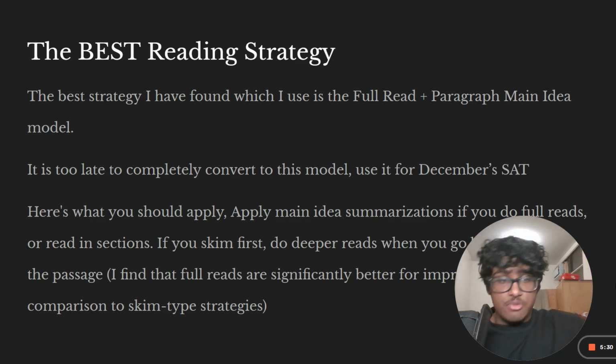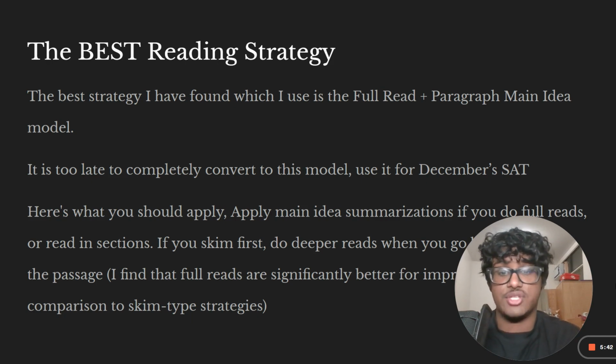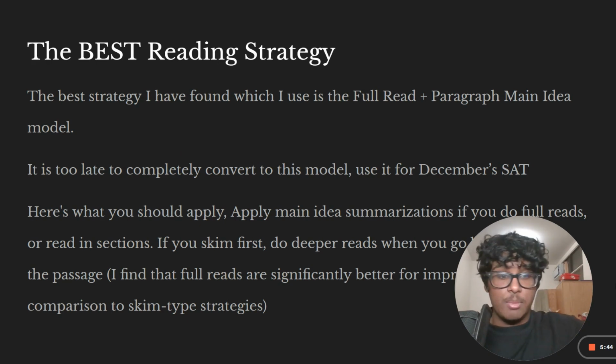Main idea summarizations. If you already do full reads of the passage before you answer the questions, apply the main idea summarization. That's something you can apply and instantly see results. It doesn't take that much time off, right? Maybe practice it once or twice if you have the chance to, but it's okay even if you don't. You can still apply it because it's not going to hurt you. It doesn't take that much extra effort.